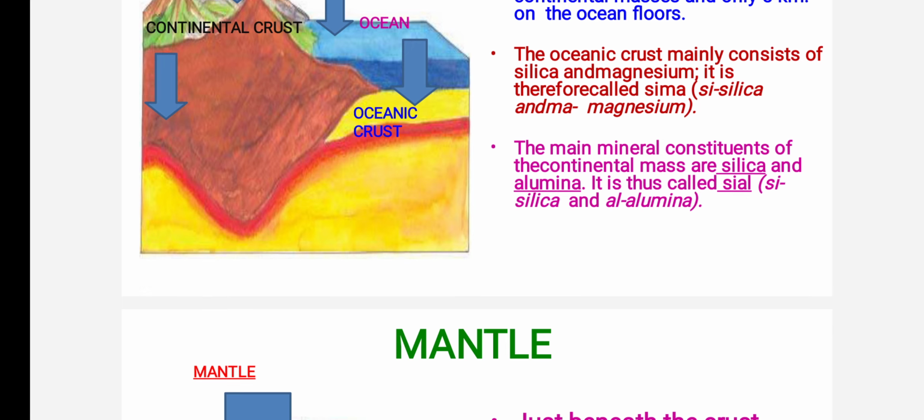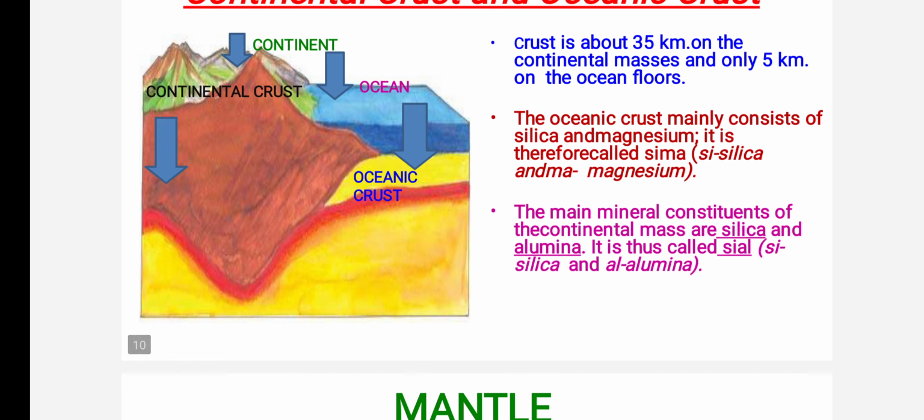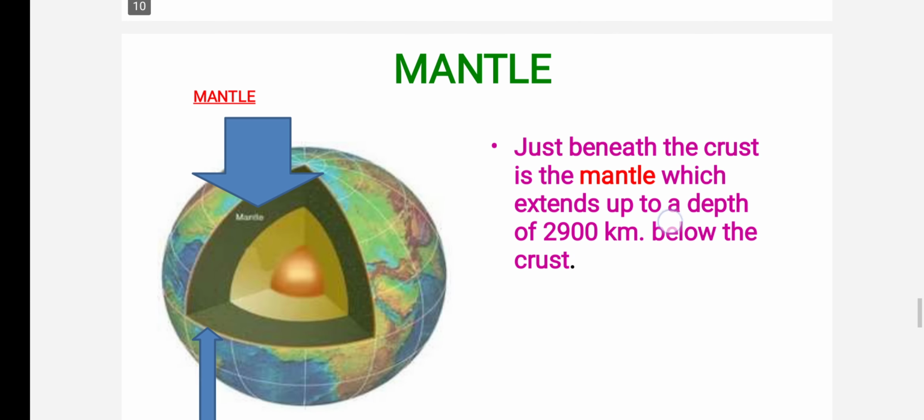Now the oceanic crust mainly consists of silica and magnesium. It is made up of two components, silica and magnesium. That's why it is called sima. So silica Si and magnesium Ma, together we call them sima. And the continental crust is composed of two components, silica and alumina. So silica Si, alumina Al, both of them together we call sial. Okay. I hope you have understood, children.